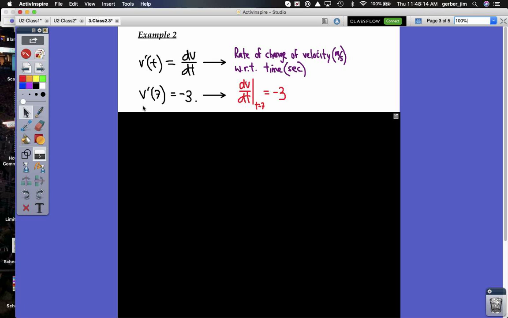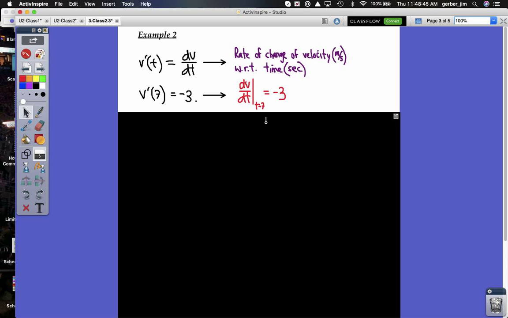In this case, I tell you that v prime at 7 equals -3, but remember, we don't really like this notation. It doesn't tell us what v is changing with respect to. So we rewrite it over here in red in better notation. And we say dv/dt at t equals 7 equals -3. In other words, the velocity is decreasing 3 times as fast as the time increases when the time is 7.